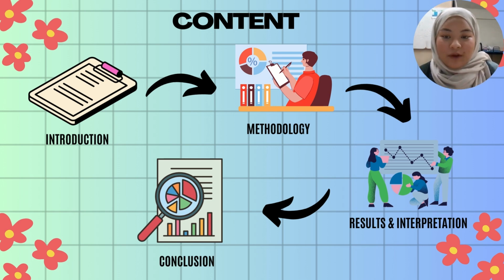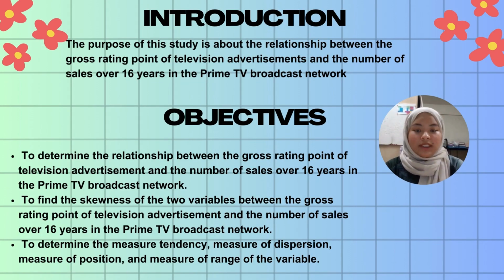So, the content of our video presentation is Introduction, Methodology, Result and Interpretation, and Conclusion. The purpose of the study is about the relationship between the gross rating point of television advertisement and the number of sales over 16 years in the prime TV broadcast network. The objective is to determine the relationship between the gross rating point of television advertisement and the number of sales over 16 years in the prime TV broadcast network.